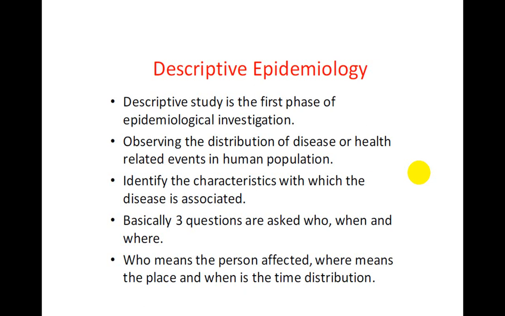Descriptive studies are usually the first phase of an epidemiological investigation. These studies are concerned with observing the distributions of diseases or health-related characteristics in human population and identifying the characteristics with which the disease in question seems to be associated. Such studies basically ask the question: when is the disease occurring? It's a time distribution. Where is it occurring? It's a place distribution. Who is getting the disease? It's a person distribution. The various procedures involved in descriptive studies are defining the population.